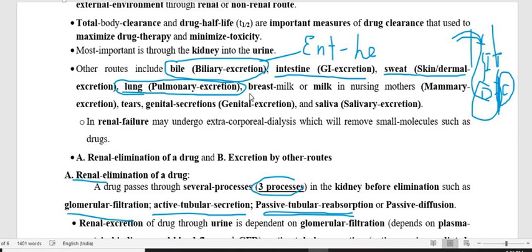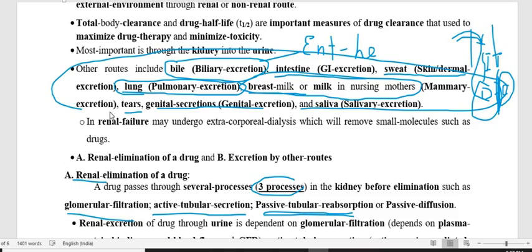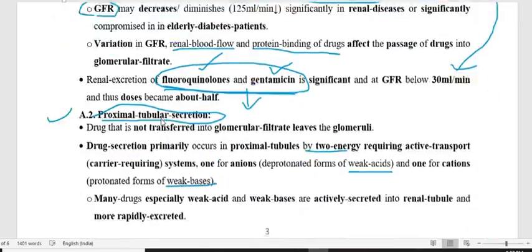If it is excreted out through the milk, this is called mammary excretion, and this becomes important for toxicity in the neonate, because through the milk the drug is coming to the neonate, and this may produce toxicity. So this becomes important. The tear is also a route of excretion, as are genital excretion and salivary excretion. So these are all non-renal routes of excretion of the drug, and this is very important.